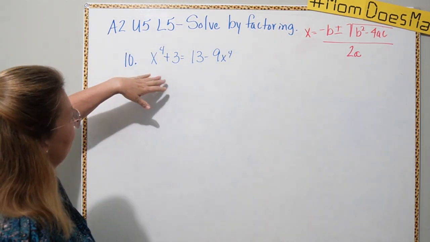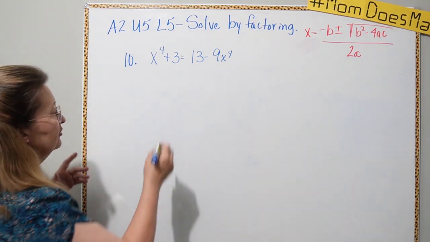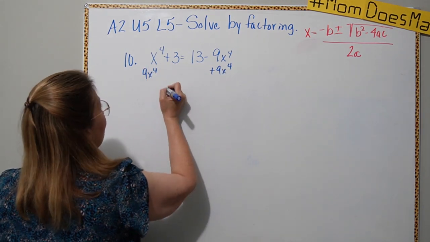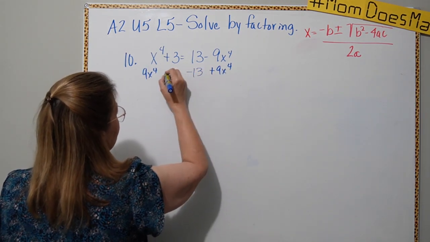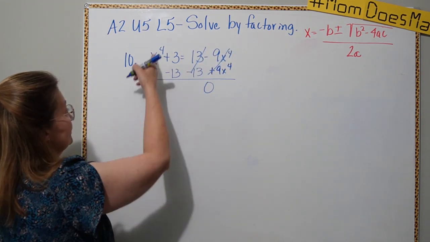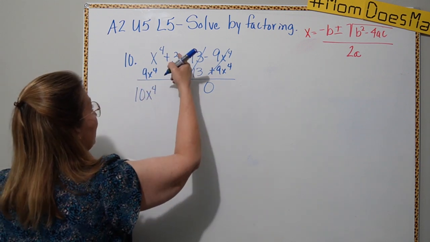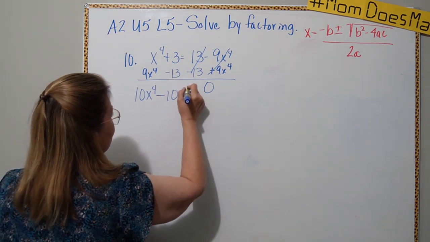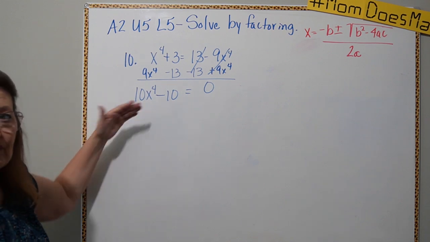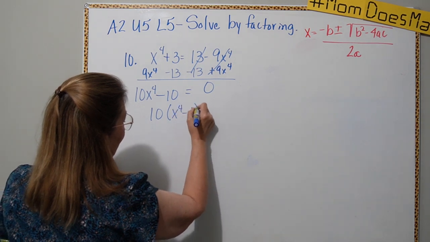Okay, number 10, we have x to the 4th plus 3 equals 13 minus 9x to the 4th. So let's get it in standard form first. I'm going to add 9x to the 4th to each side, and then I'm going to subtract 13 from each side. So that is going to get me a 0 over here, and let's see what this does. X to the 4th plus 9x to the 4th is 10x to the 4th, and 3 minus 13 is minus 10. Okay, so now I'm ready to factor. I see a greatest common factor first of all of 10. So let me take 10 out of here, and that's going to get me x to the 4th minus 1 equals 0.